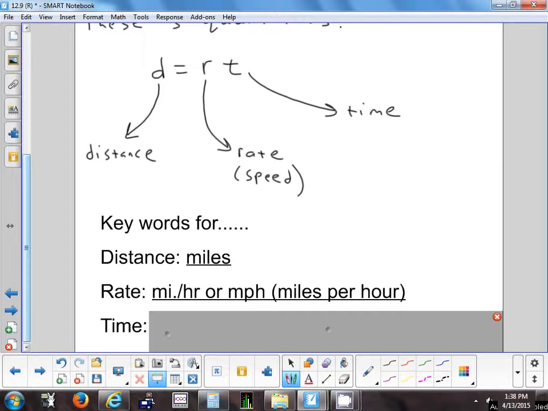Now, what about time? Minutes, hours. I heard minutes, seconds, and I heard hours. Both are correct. Now, if you have a problem where they give you a speed in miles per hour, and then they decide to be tricky and give you a time in minutes, you have to use the same unit in the problem. Either you do everything in hours, or you do everything in minutes. But you can't mix the two.